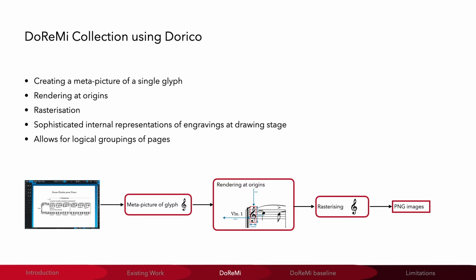The process of creating DoReMi using Dorico code starts by creating a meta picture of a single glyph or drawable primitive to allow generation of bounding boxes and pixel masks at the origin of the coordinate system. Rendering them at the origin ensures minimization of the variations introduced by anti-aliasing artifacts. The vector-based glyph or primitive is then rasterized to a monochrome pixel-based image. Subpixel positions might introduce some variations and shifts in the bounding boxes that are relocated to the original drawn positions.